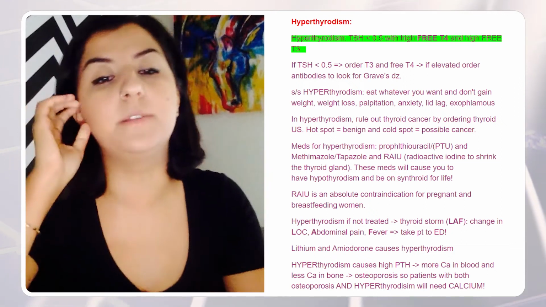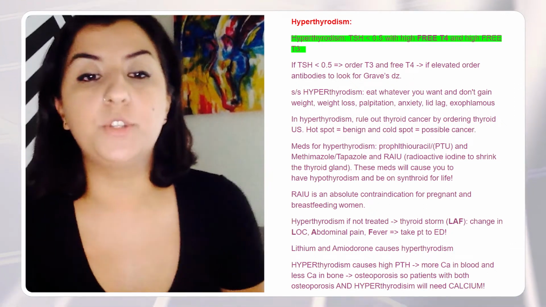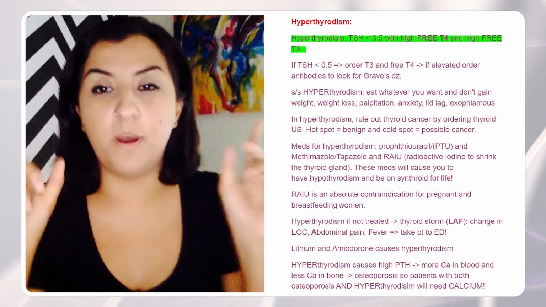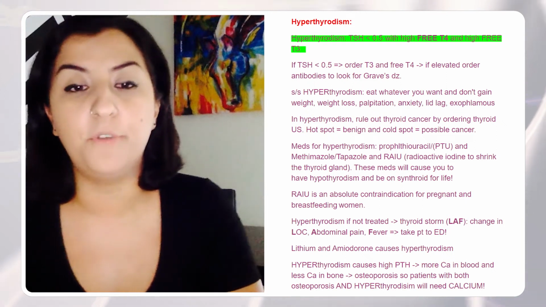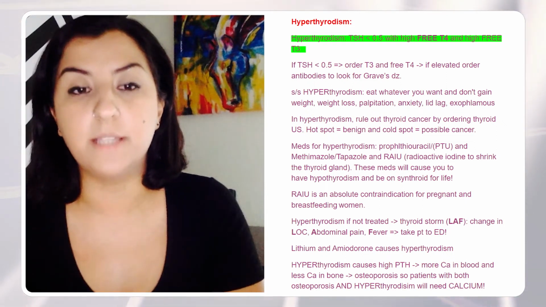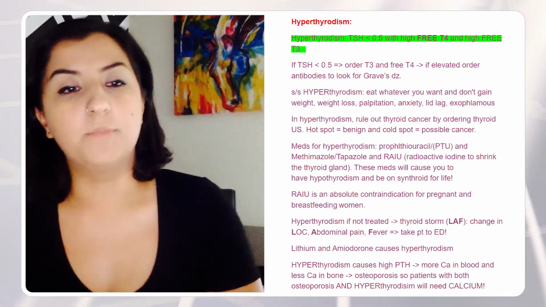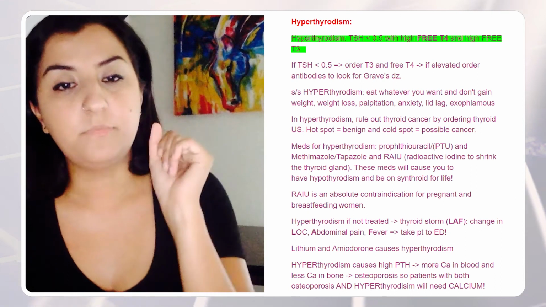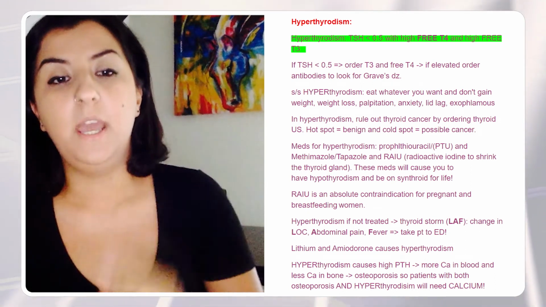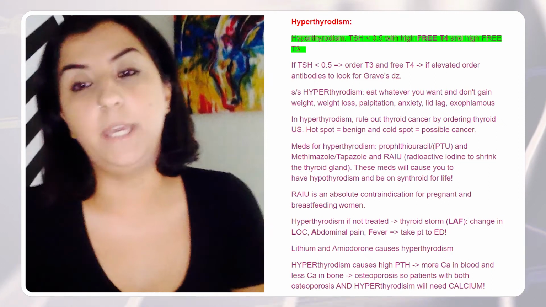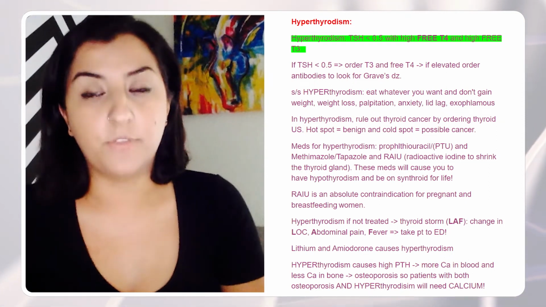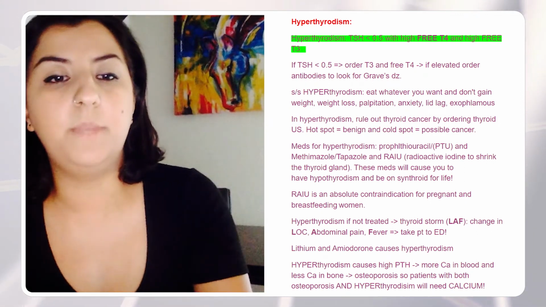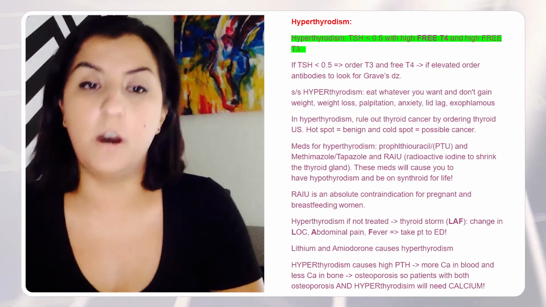And if hyperthyroidism is not treated, you're going to end up with thyroid storm. So there's a mnemonic for you. There's a mnemonic coming up, guys. It's LAF. LAF is the signs of thyroid storm. So the first one is L. L is the change of LOC, change of level of consciousness. A is for abdominal pain, and F is for fever. Okay, LAF. These are signs of thyroid storm. You got to send your patient to the emergency department. Lithium and amiodarone are two medications that can cause hyperthyroidism.